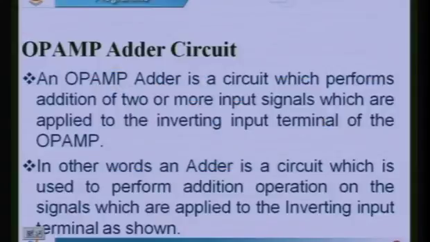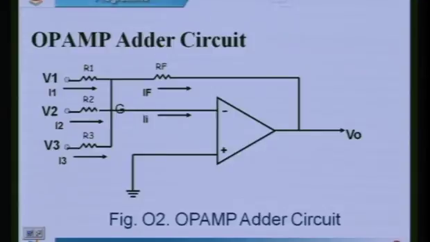An op amp adder is a circuit which performs the addition of two or more input signals which are applied at the inverting input terminal of the operational amplifier. In other words, an adder is a circuit which is used to perform the addition operation on the signals which are applied at the inverting input terminal of the operational amplifier, as shown in the circuit. So, this is the circuit diagram.